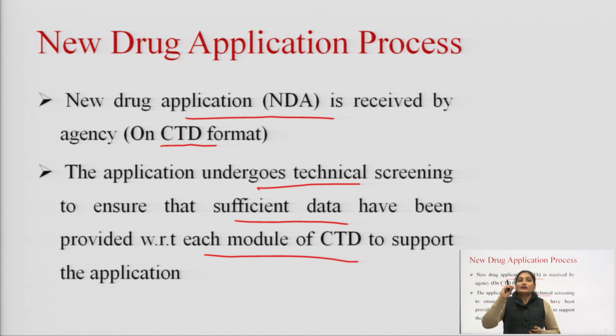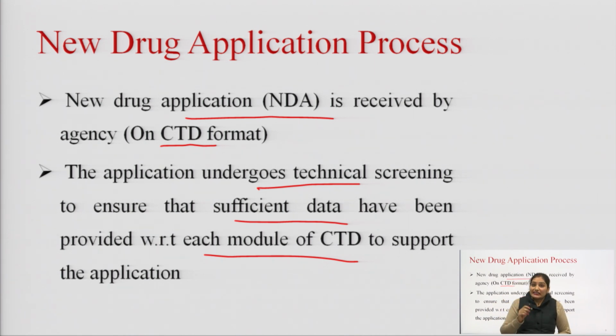First, the new drug application is received by the agency in the CTD format, and this application undergoes technical screening to ensure that sufficient data has been provided with respect to each module of the CTD. And CTD has 5 modules: module 1, 2, 3, 4 and 5. So, the data should be provided according to the modules of the CTD to support the application.